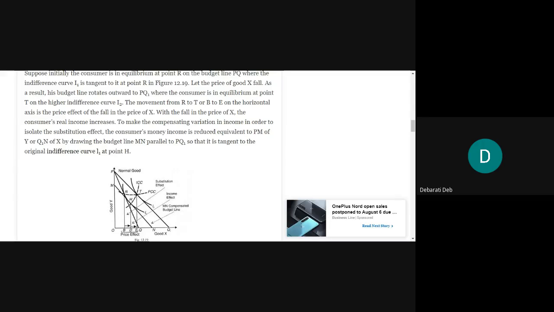Now, if we draw a perpendicular line from this point R and T, then we will see that the perpendicular is touching the x-axis at the point B. We will draw perpendicular from the point R and from the point T on the x-axis, and it will touch the x-axis at the point B and E respectively. So either you say that the movement is from R to T, or you say that the movement is from B to E.